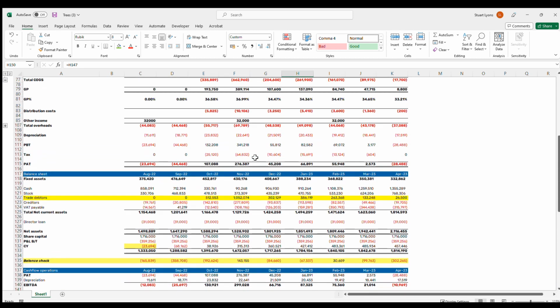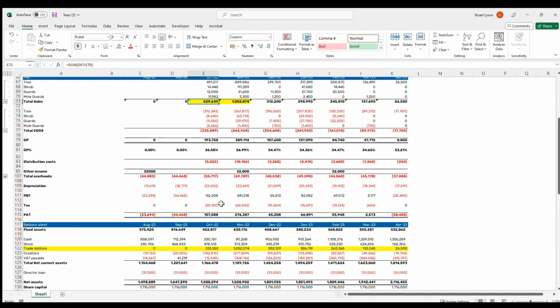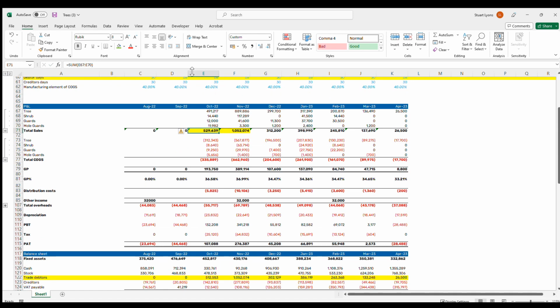So let's start from the top, right? Income statement. You sold 529k in October.